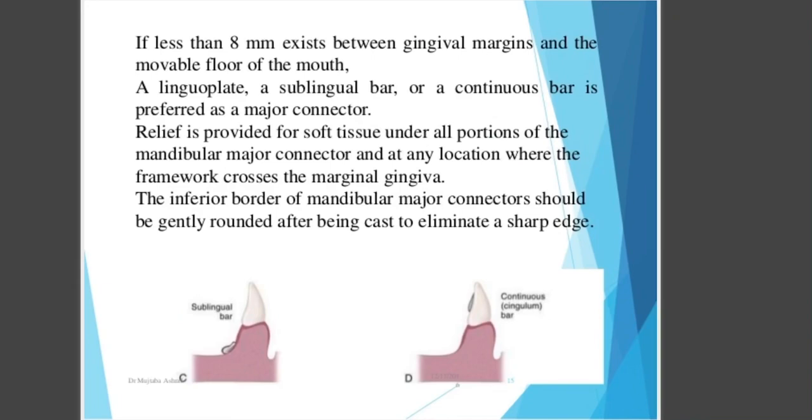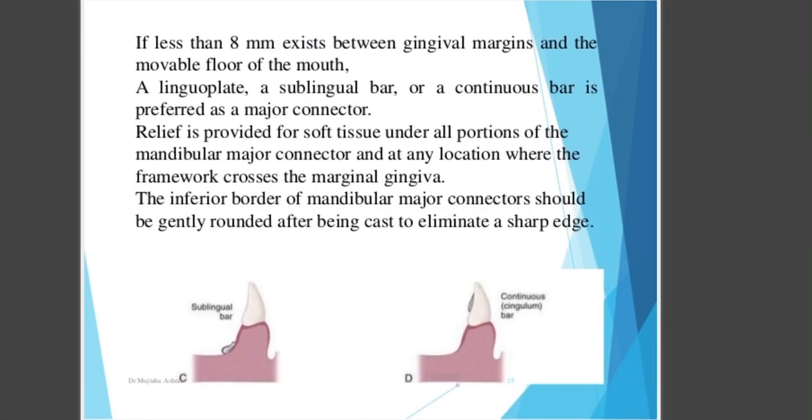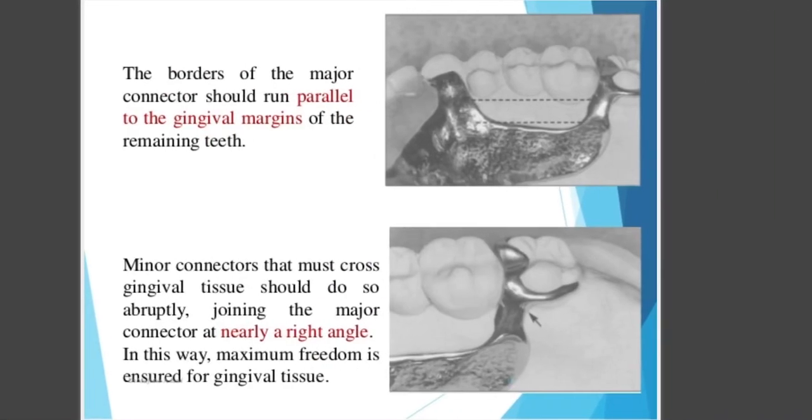The inferior border of the major connector should be gentle and should be rounded after being cast to eliminate a sharp edge. This is in order to prevent any kind of trauma either to the hard tissue or the soft tissue. Because we are rounding it off, it will prevent soft tissue damage or trauma.